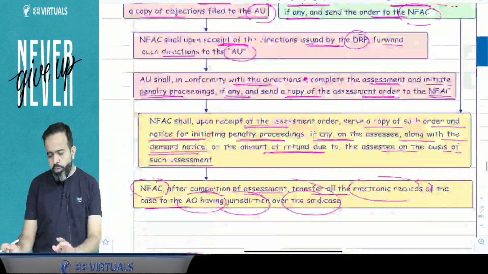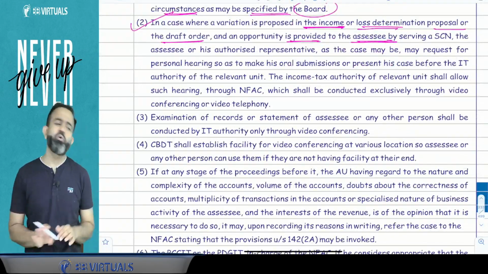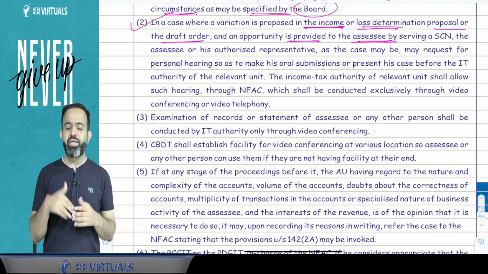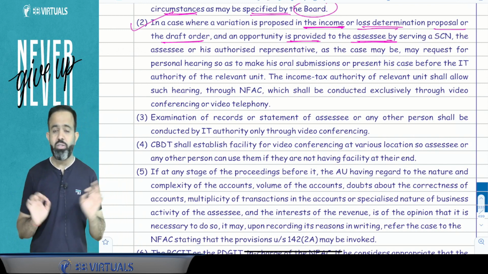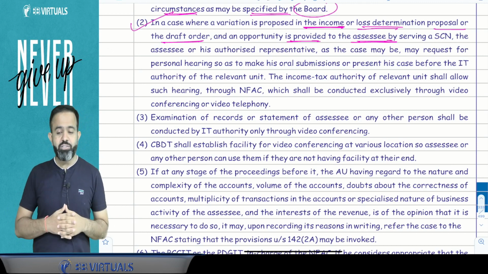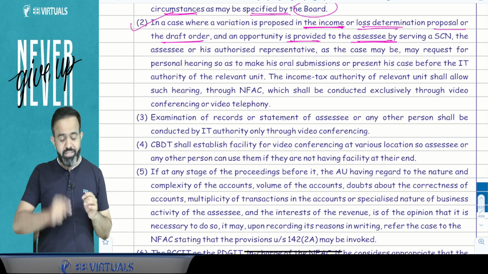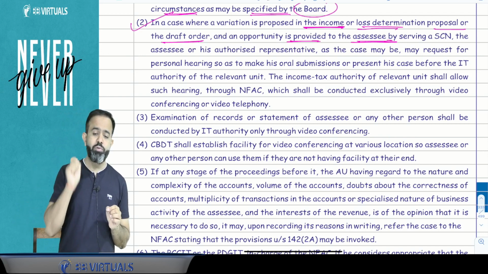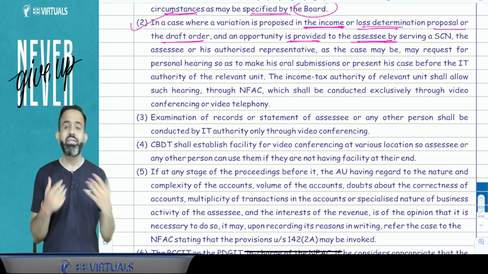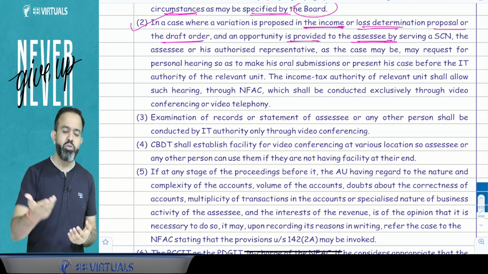So guys, when the opportunity of being heard is given to the assessee, now here the assessee may request that I need to give the oral submission in my response, because it is not possible to write on the mail or that portal. I need to give you the oral submission. So the question is, is that allowed? The answer is yes. Here they will allow you, but they will allow only through video conferencing or video telephony, because many times it is not possible for you to explain the case through the written mode. So many times you need to say, sir, I want to explain you my case.